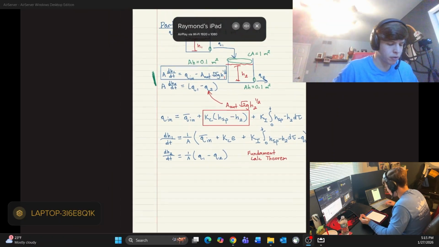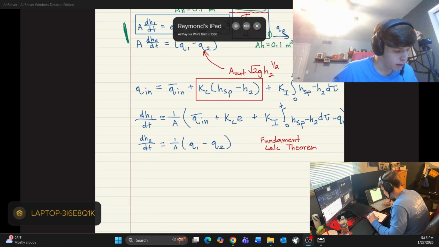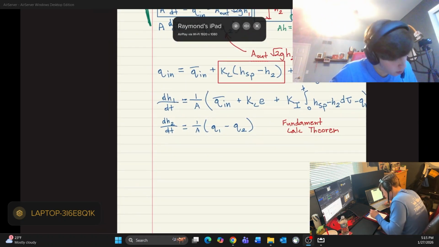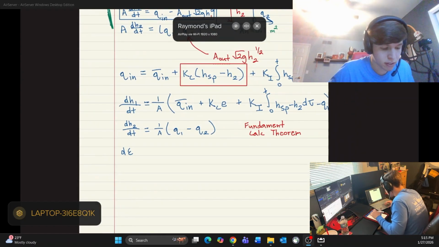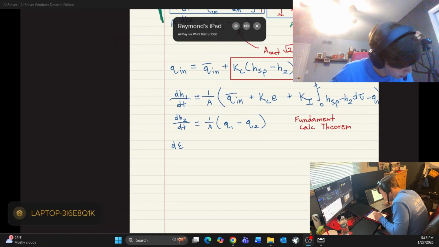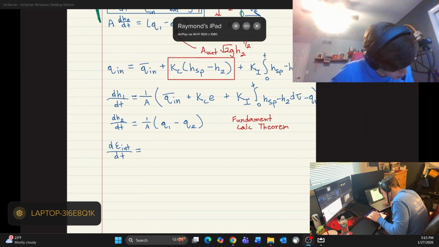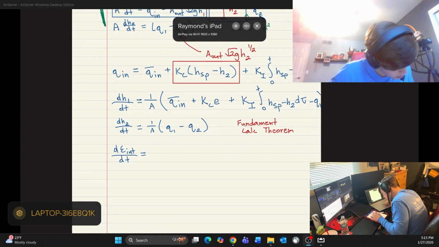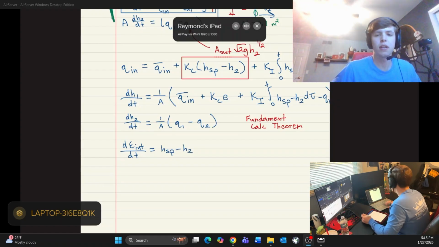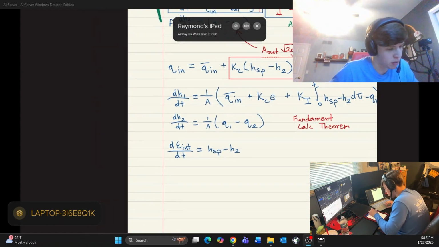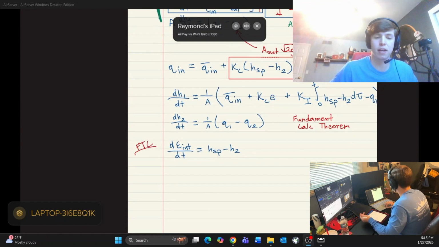Which really all the fundamental theorem of calculus shows us is that when we take the derivative of an integral, say for this instance we are doing the integral of our error, because that's what's the integrand inside of our integral, dt equals h_sp minus h2. So we've shown what our fundamental theorem of calculus looks like. We're going to label this FTC for fundamental theorem of calculus.